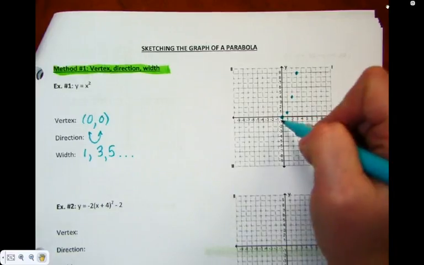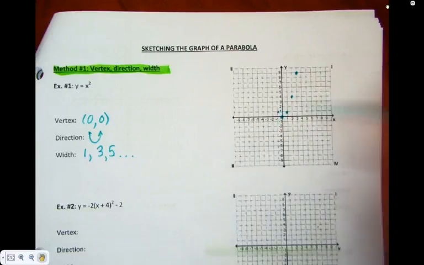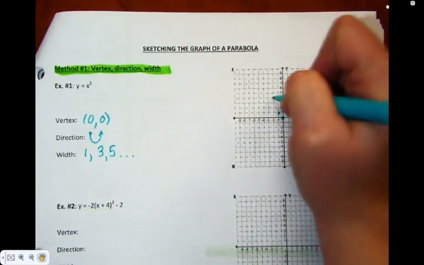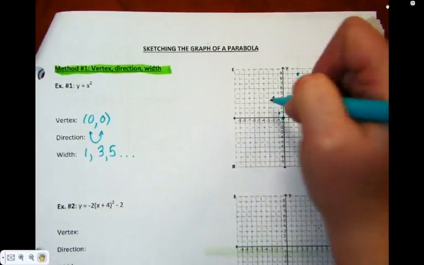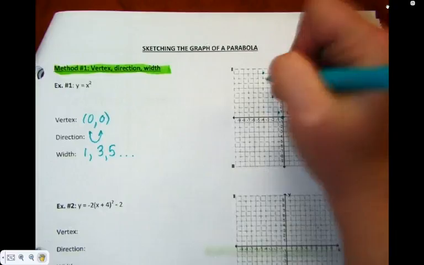I'm going to go back to the vertex, and I'm going to do the same thing on the other side. So I'm going to go 1 to the left and 1 up. 1 to the left and 3 up. 1 to the left and 5 up. I think I missed that last one. Yes, I did.